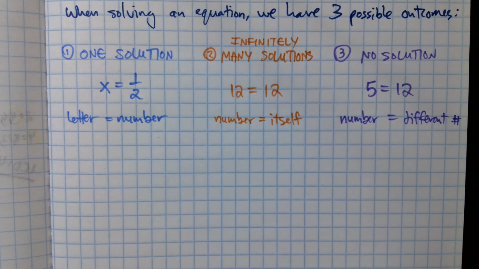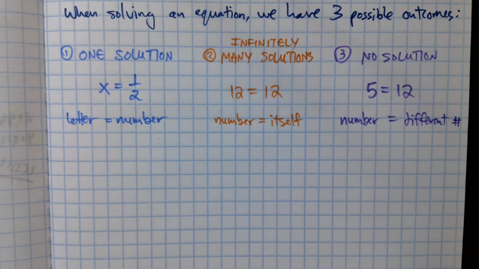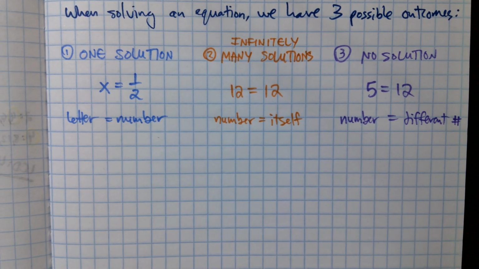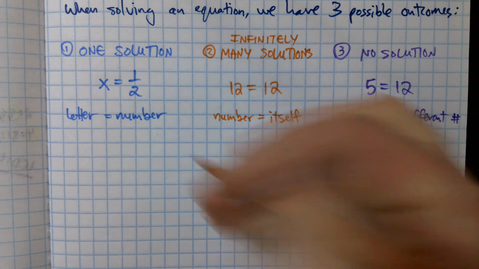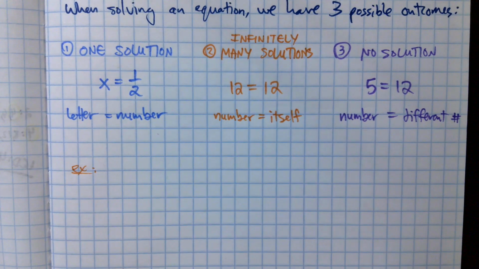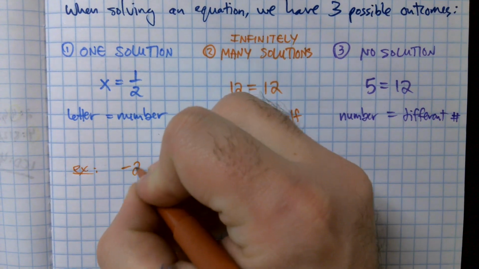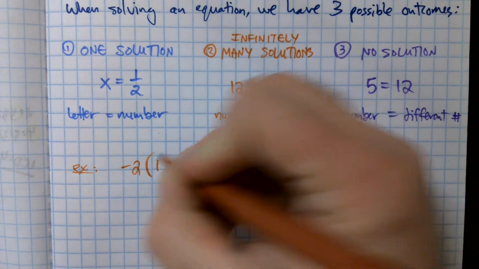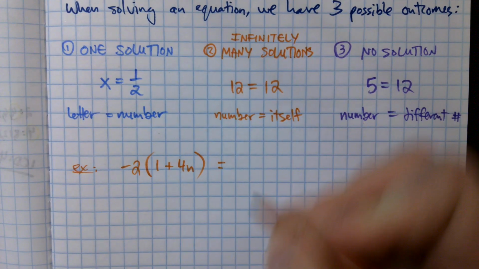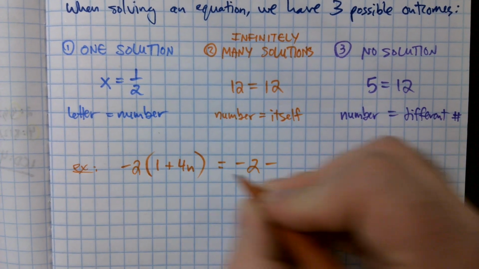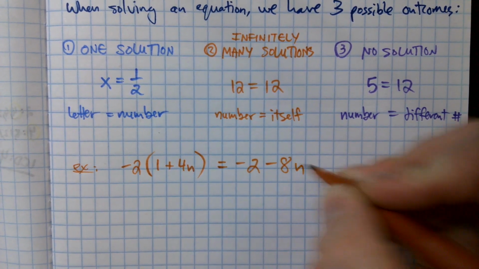So like I said, everything we've done up to this point in this class has been one solution. We already know what that looks like, so we're not going to take an example. But let's look at what happens when I have infinitely many solutions. Let's say I have -2 times the quantity of 1 plus 4n equals -2 minus 8n.